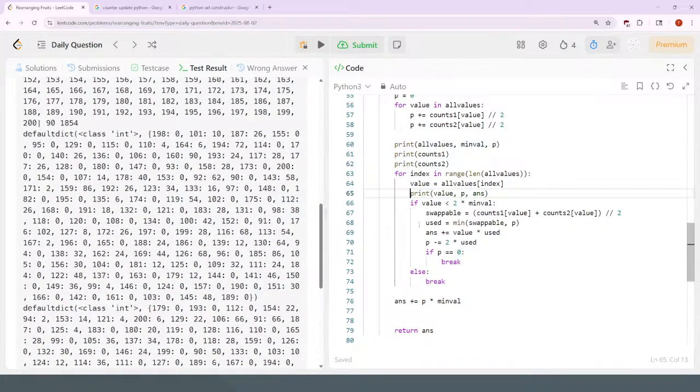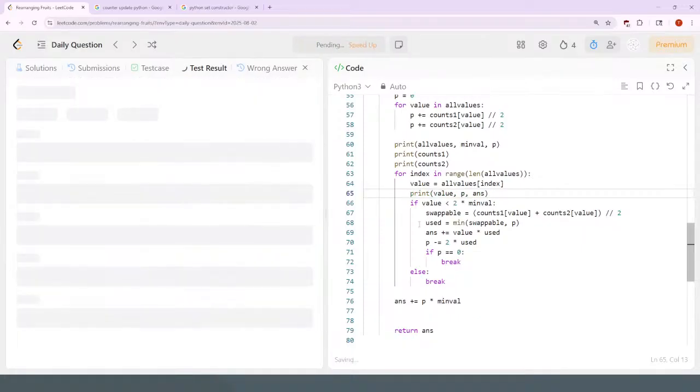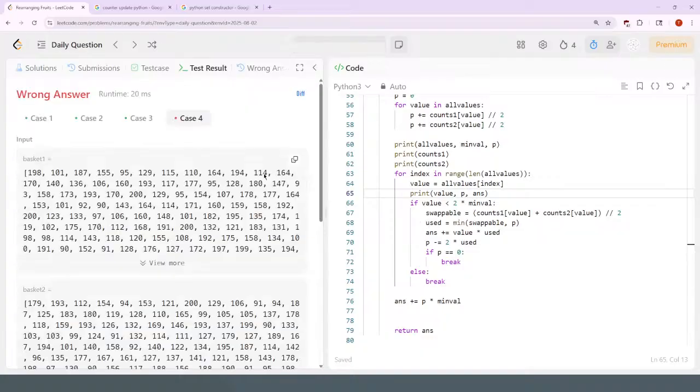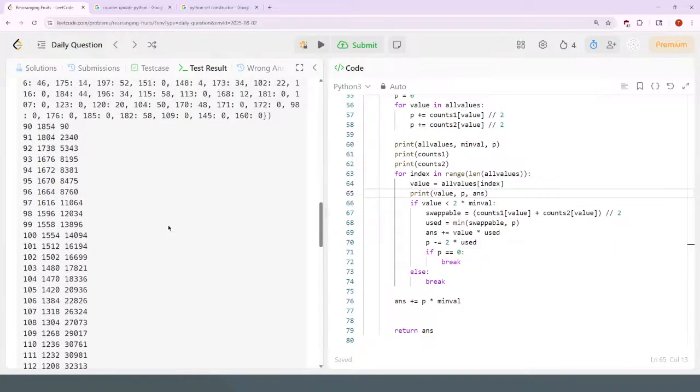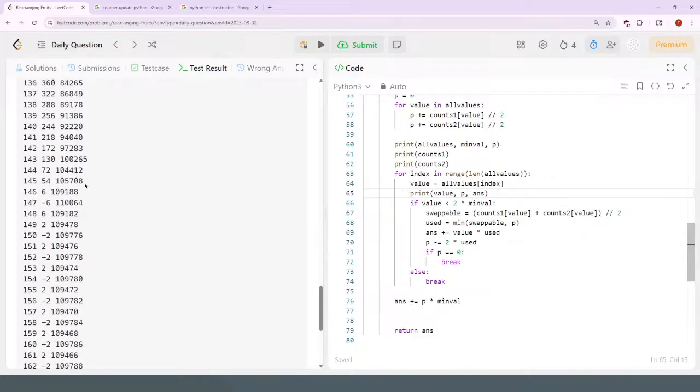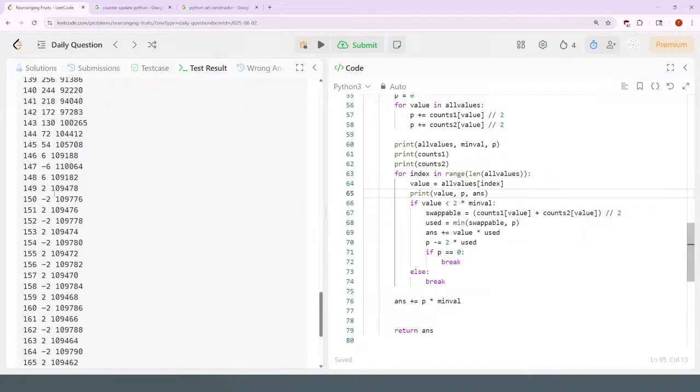Okay, I guess I just need to go through this step by step. There's 90 pairs I need to balance. P is, no, it's printing out, P is the middle number, okay. 1854 pairs. Oh no, what is going on here? The number of pairs went down to negative.